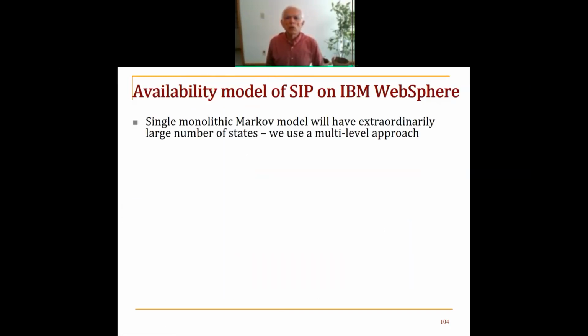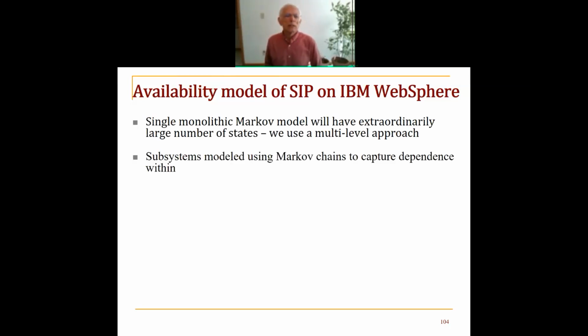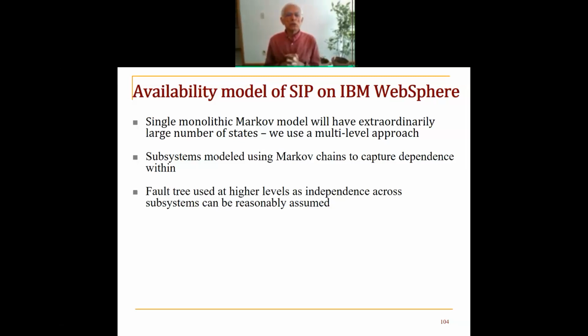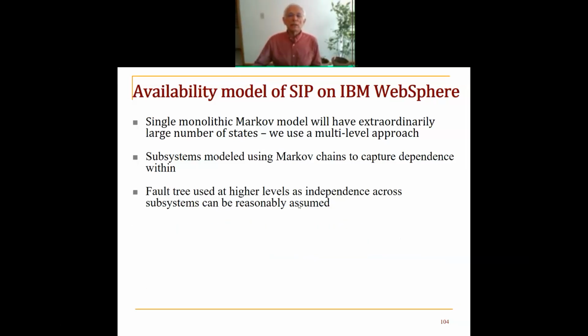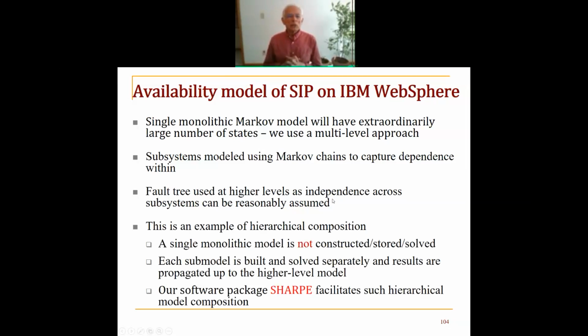A single monolithic Markov model will have an extraordinarily large number of states. So we use a multi-level approach, as was indicated earlier. Subsystems are modeled using Markov chains to capture dependence within, and fault trees are used at the higher levels, as independence across subsystems can be reasonably assumed. And actually later we will see that there was a dependence across subsystems that we will resolve in a way. So this is an example of hierarchical composition.